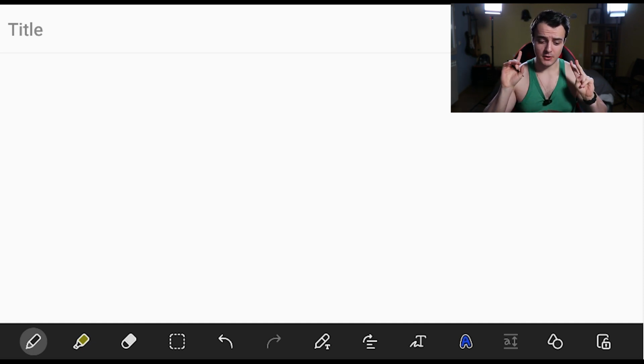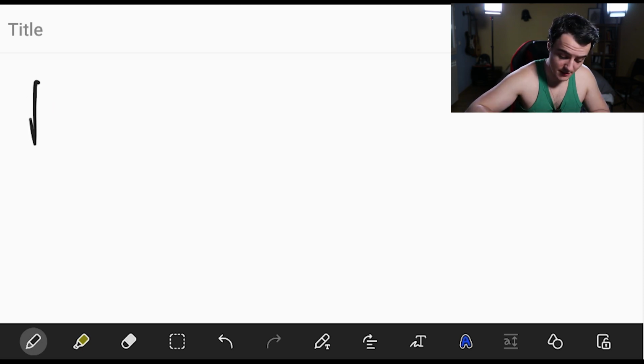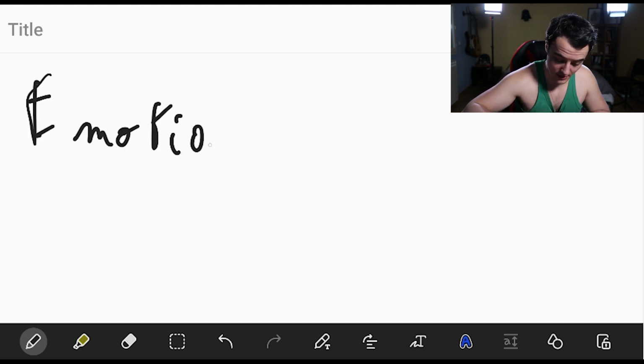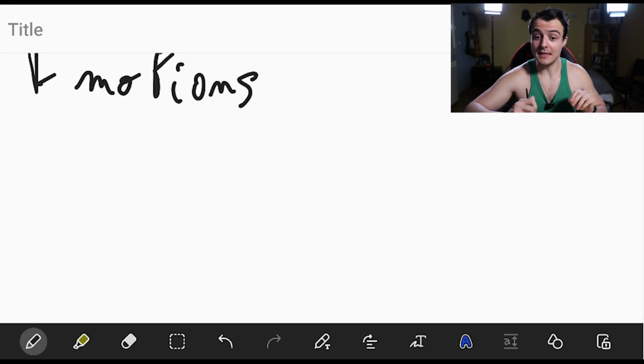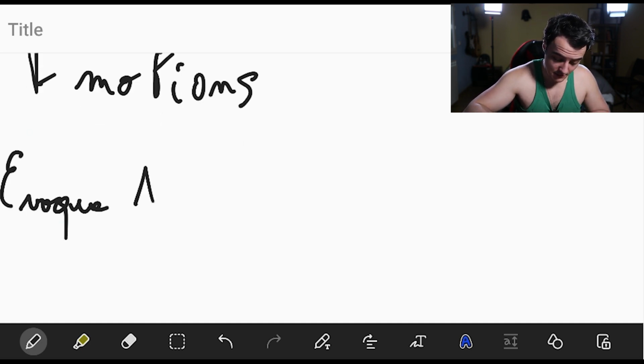So first and foremost, we have to understand two things. Your ad needs to create two things, which is going to be emotion. Sorry for the handwriting, by the way, I'm not the best. And it also needs to evoke an action. Extremely important too, because if you don't have those two things, people are not going to keep going.